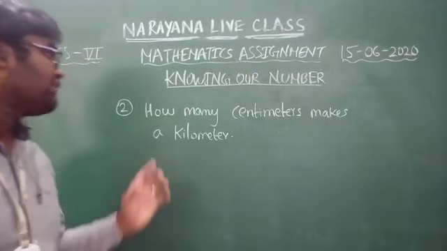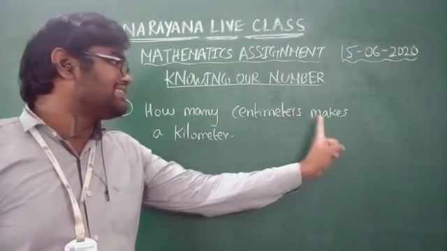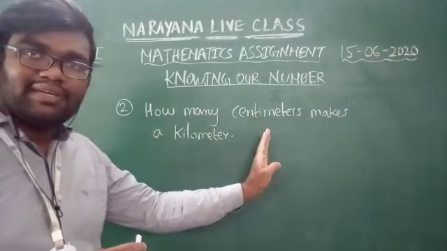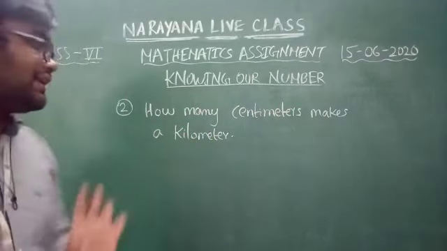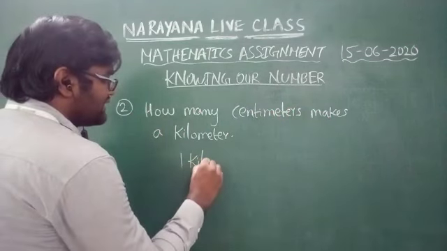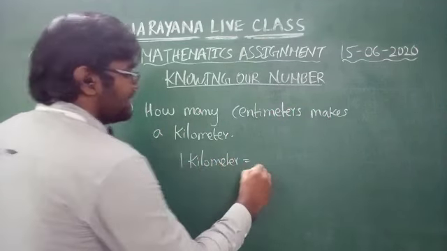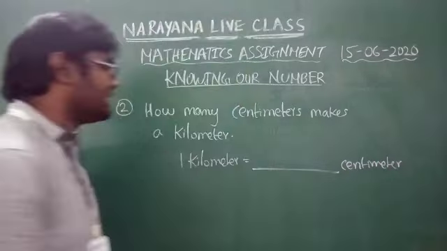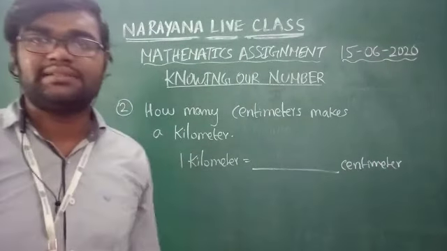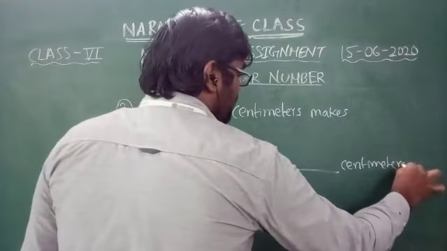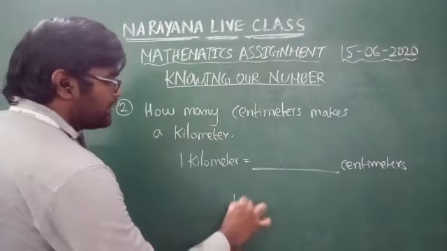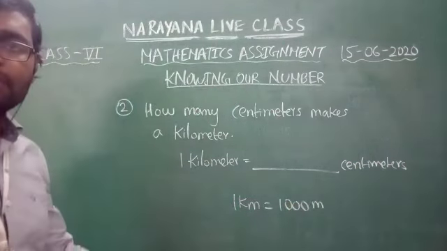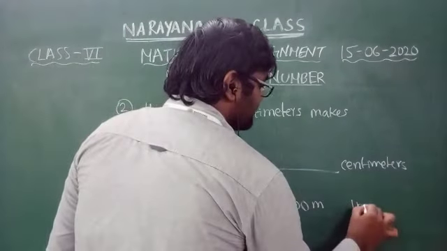Now we will discuss the solution for the second problem. How many centimeters make a kilometer? Listen to the question carefully, students. Which means 1 kilometer is equal to dash centimeters. What is the answer? What we know is that 1 kilometer is equal to 1000 meters. Again, 1 meter is equal to 100 centimeters.